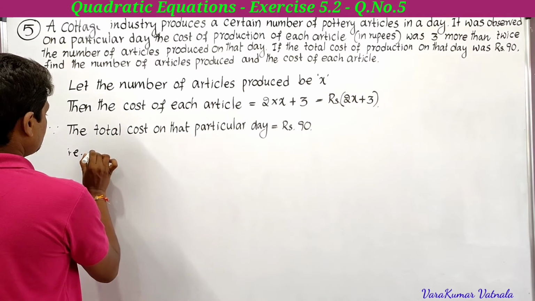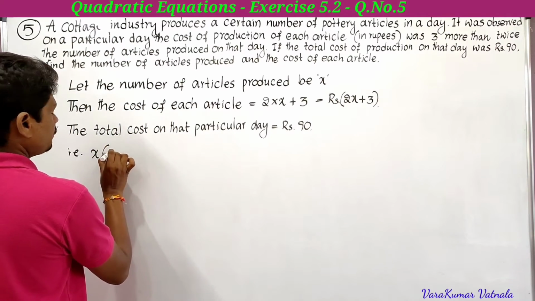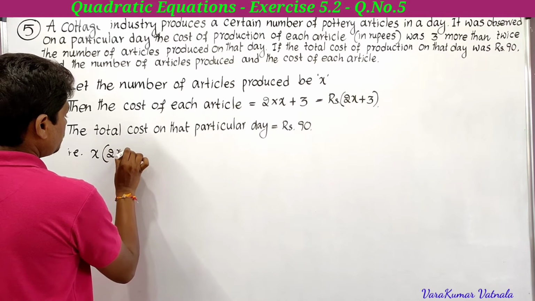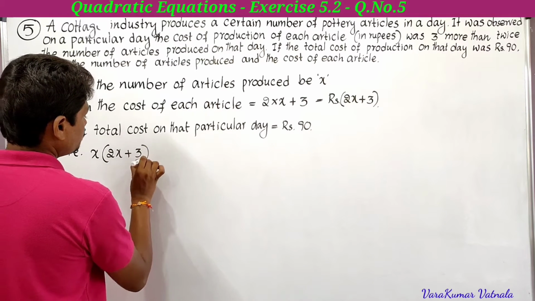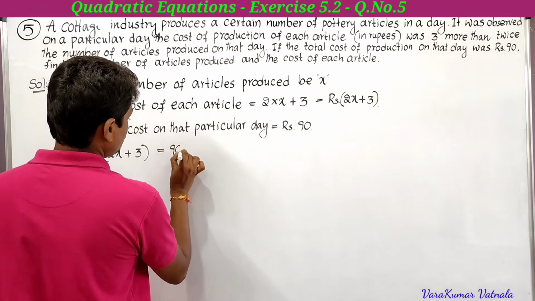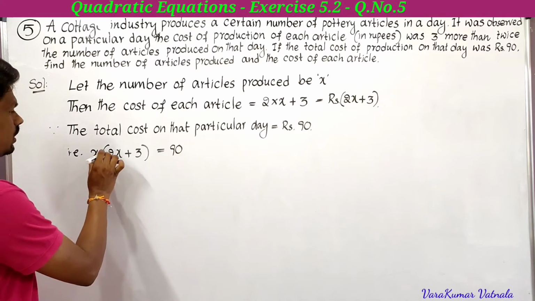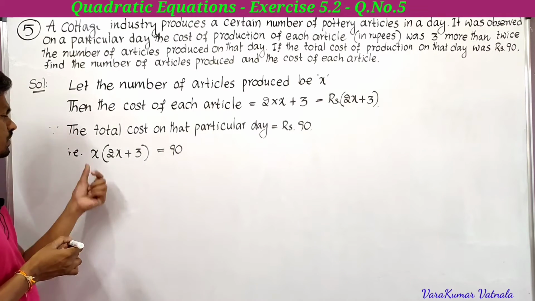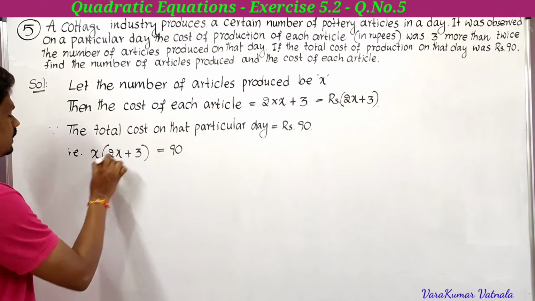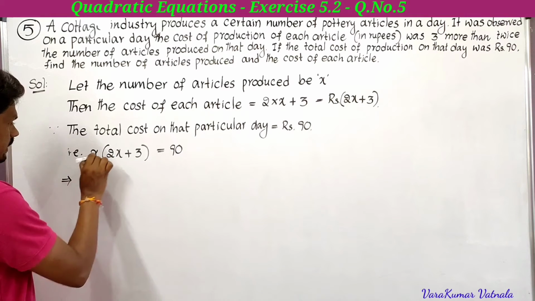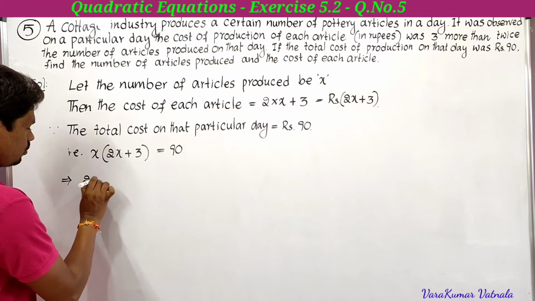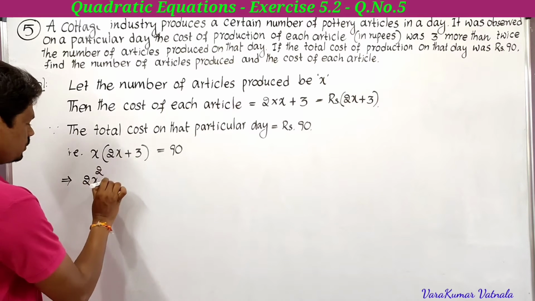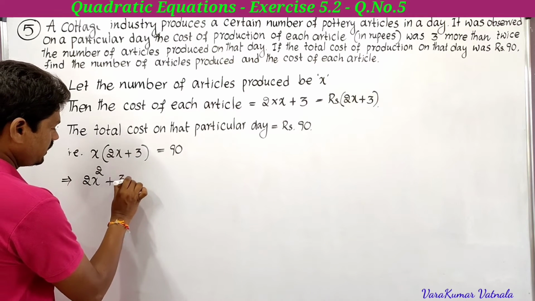So number of articles are x and the cost of each article is 2x plus 3. So x into 2x plus 3 is equal to how much? 90. So here this is the relation we have. Now just simplify, multiply by x: x into 2x is 2x square and x into plus 3 is plus 3x.